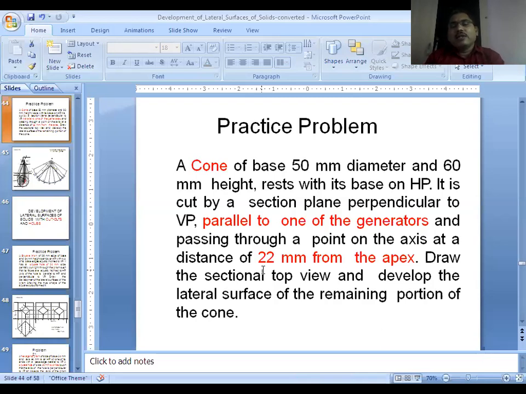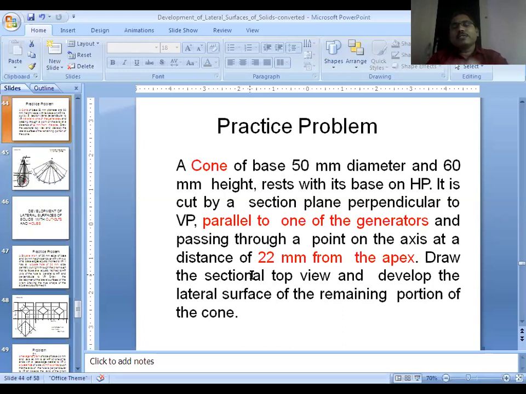Now one of the generators means you can select a right side generator or left side generator, and you can move the cutting plane above and below with reference to the axis. Now the third statement to fix the position of the cutting plane is where it passes. It is passing through a point on axis at a distance 22 mm from the apex.